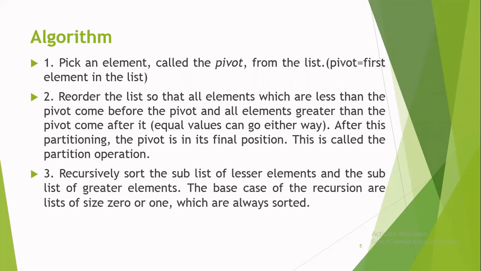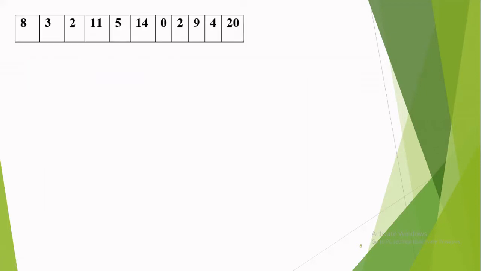Next, we recursively sort each sublist, a sublist of lesser elements and a sublist of greater elements, by applying these two steps, step 1 and step 2, recursively. The base case for the recursion is a list with 0 or 1 element. Obviously, a list with 0 or 1 element is a sorted list. Let us now discuss the quick sort technique with an example.